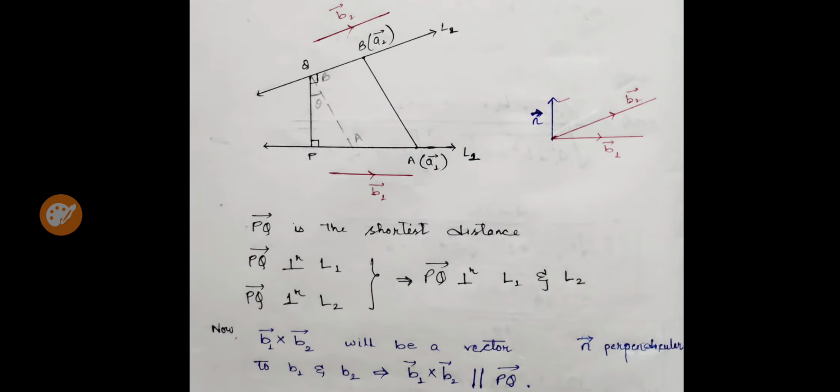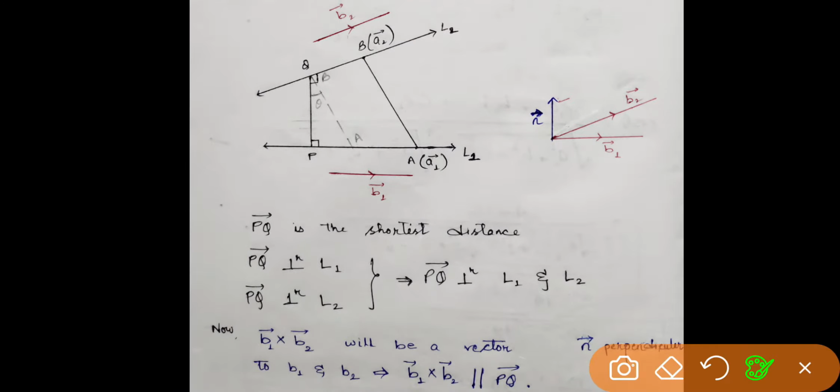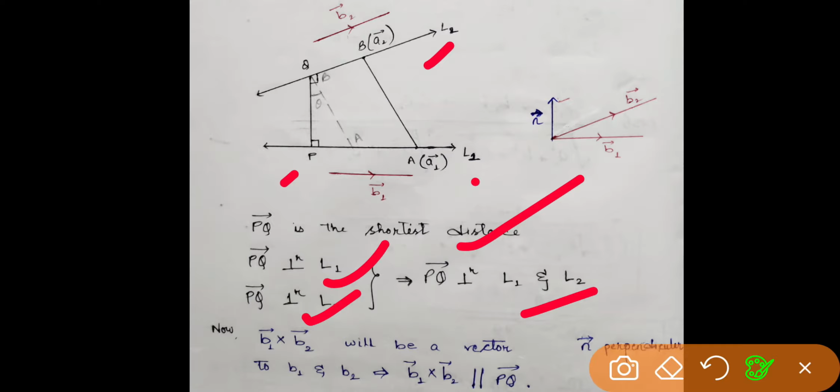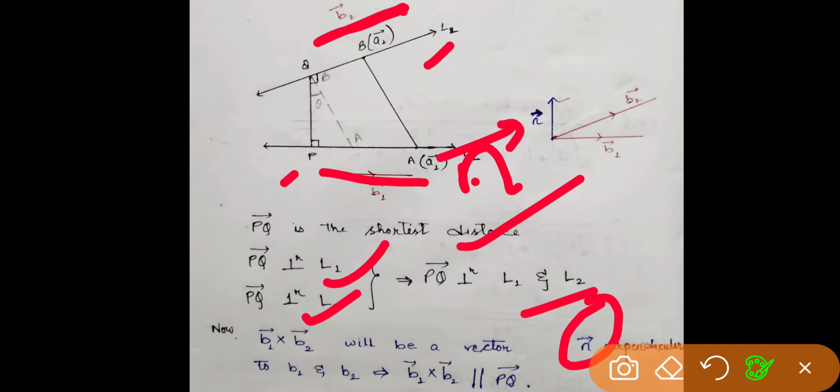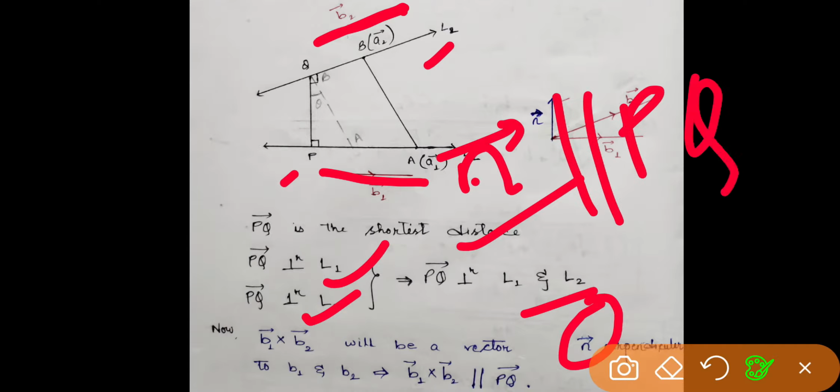Now look at the diagram carefully. PQ is the shortest distance. You agree that this is perpendicular to both of them, so it is the shortest distance. PQ is perpendicular to L1, PQ is perpendicular to L2. Using b1 cross b2, I find a vector n perpendicular to b1 and b2, and that n vector will be parallel to the PQ vector, right?